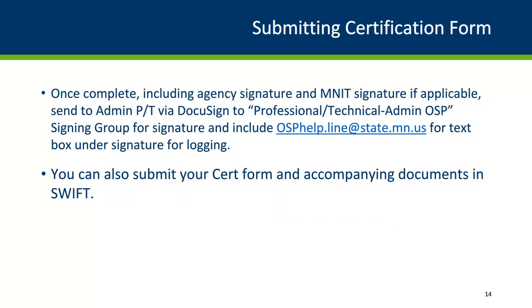Here is how you submit the cert form. Once complete, including agency signature and Minute signature, if applicable, send to the admin PT via DocuSign to Professional Technical Admin OSP Signing Group for signature, and include osbhelp.line@state.mn.us in the text box under signature for logging. You can also submit your cert form and accompanying documents in Swift.